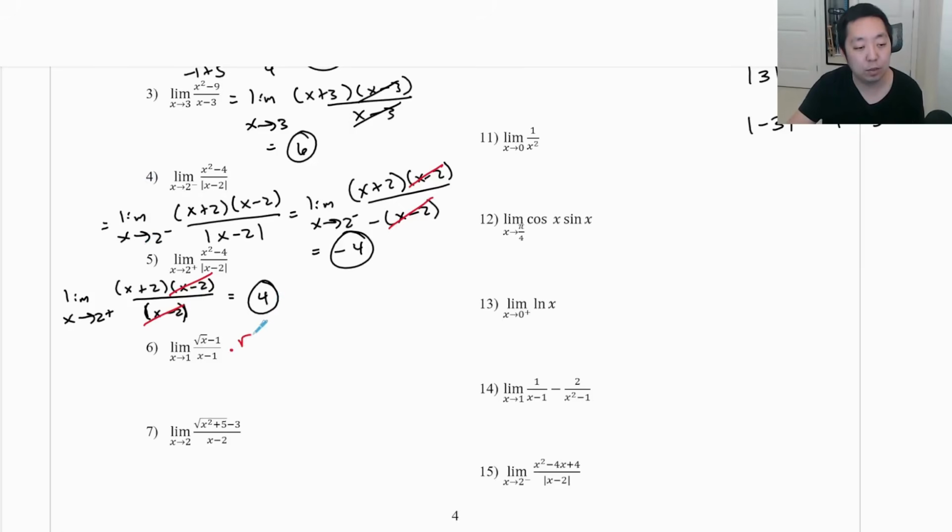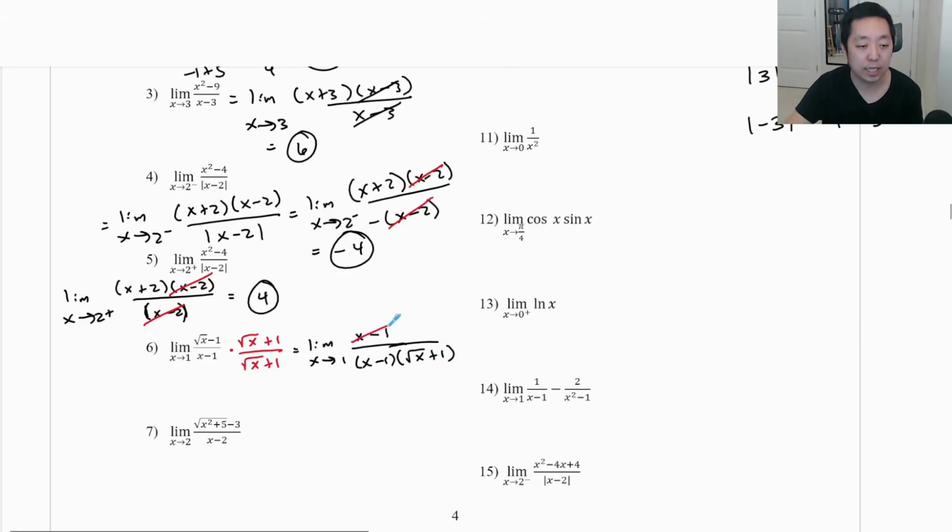But I can multiply by the conjugate. This is what I want to do. And why do I do that? Because when I FOIL this out, it's going to become x minus 1, because it's root x times root x, which is x, and then minus 1 times plus 1 is minus 1. So you're going to get x minus 1 over x minus 1 times root x plus 1, like that.